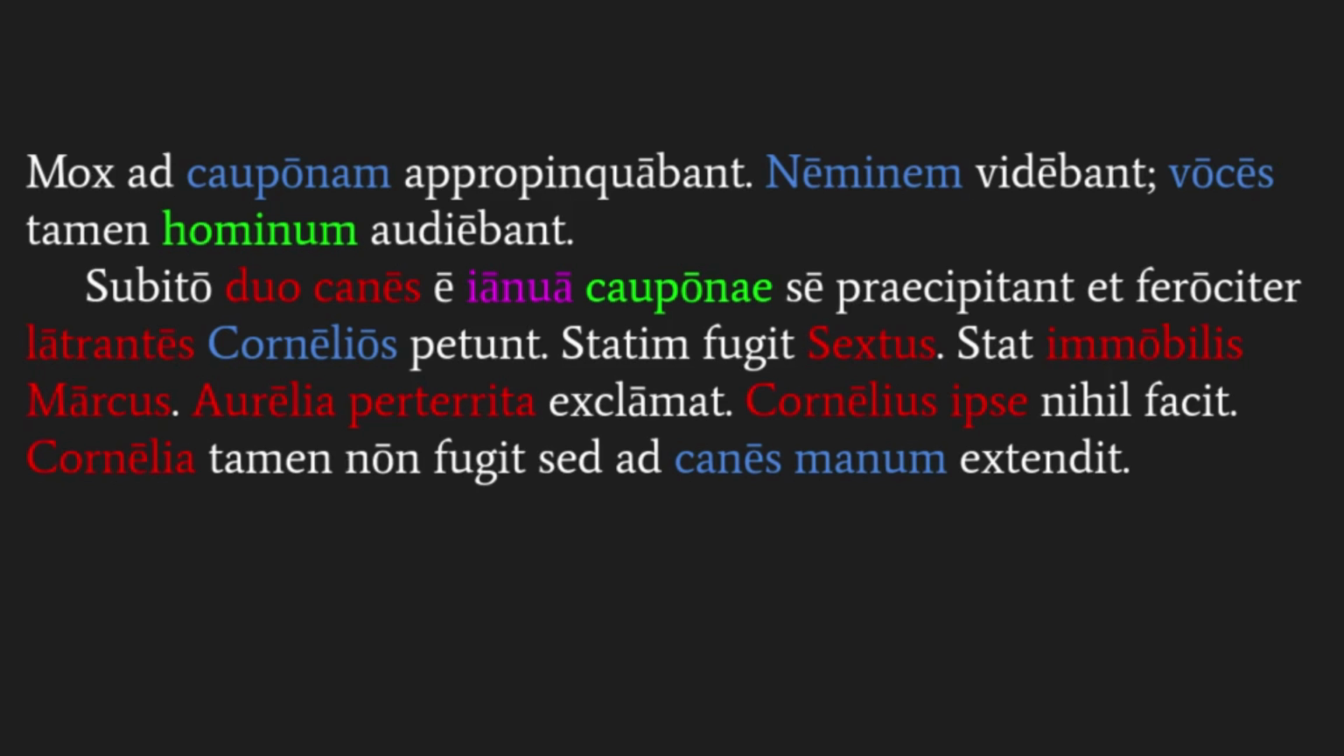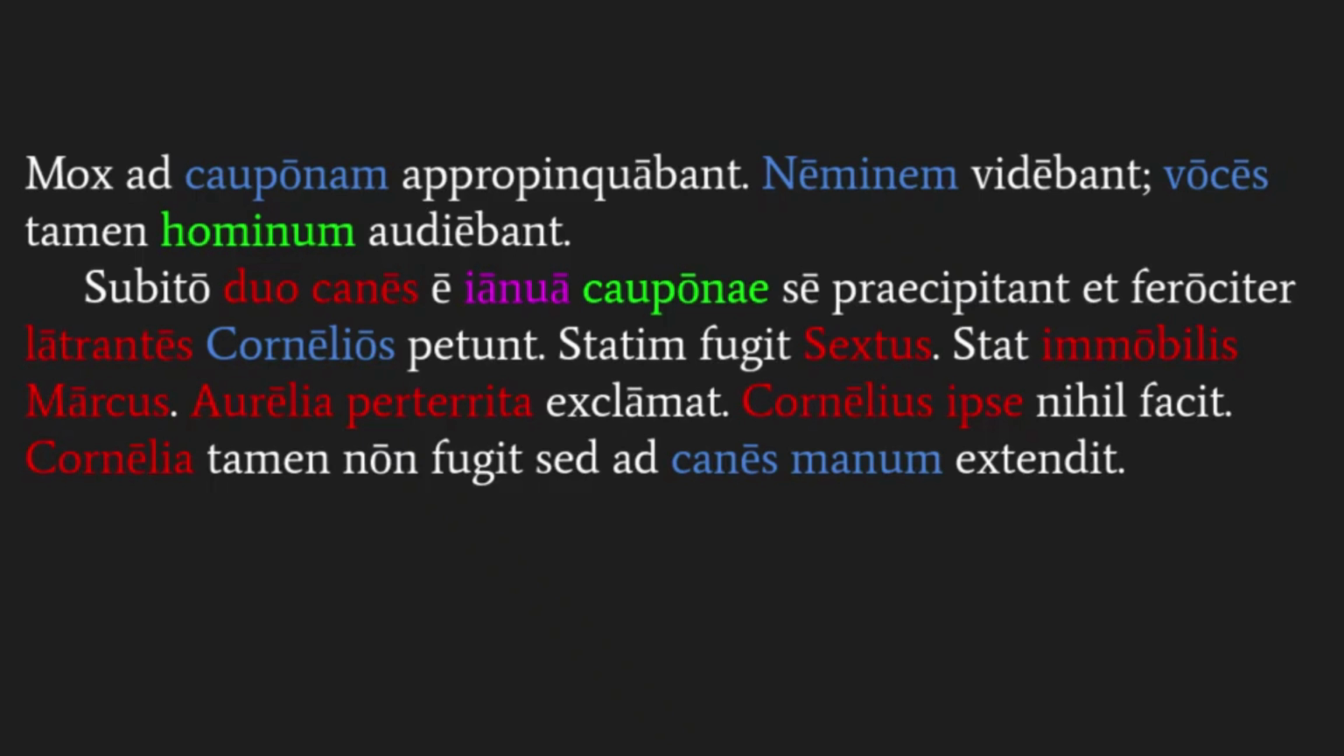Neminem videbant, they were seeing, neminem, nobody. There's your direct object. They were seeing nobody. Voces tamen hominum audiebant, they were hearing, audiebant, however, tamen, the voces, the voices, and then we have a genitive, hominum, of men or of people. So they were hearing people's voices. So they're getting at the idea that even though they're not seeing anyone, they can hear that there are people in the inn.